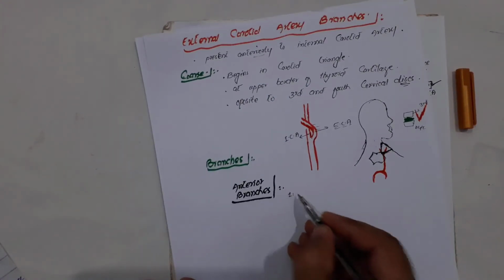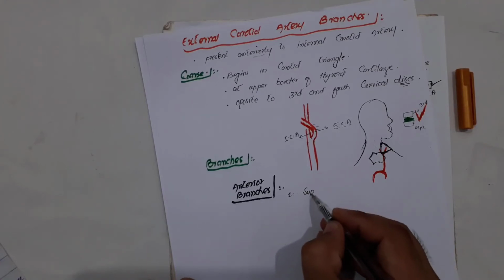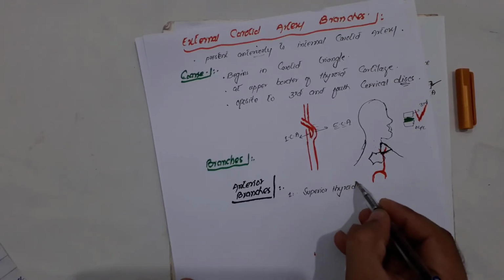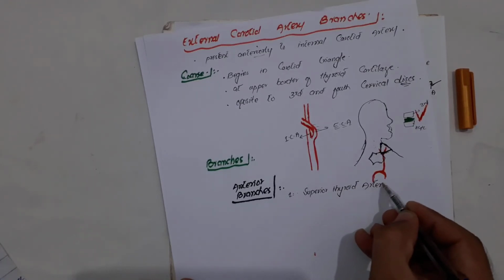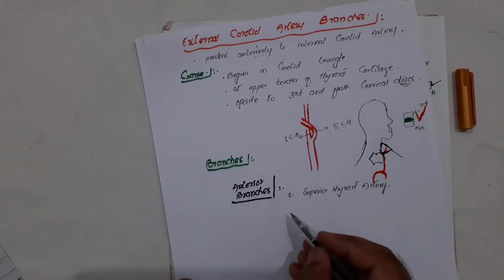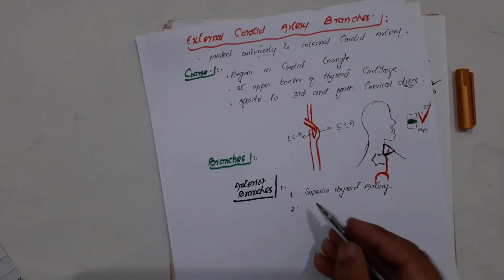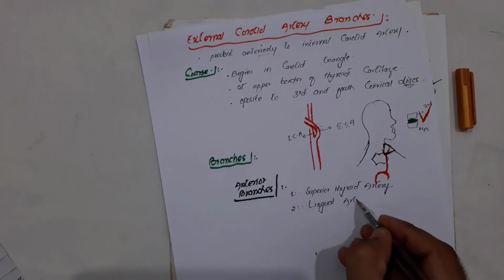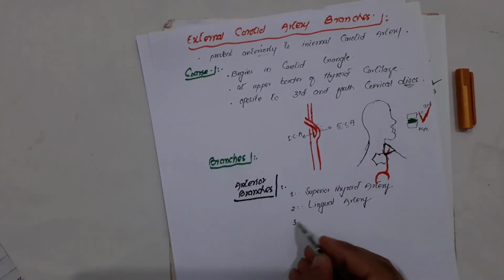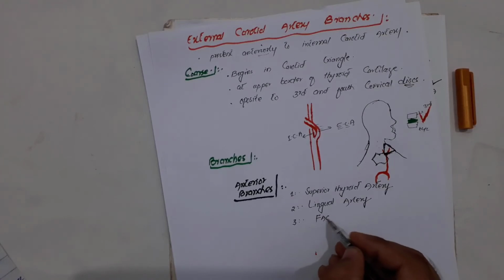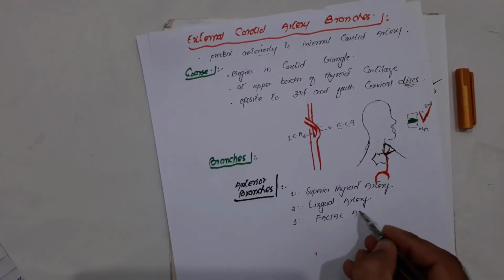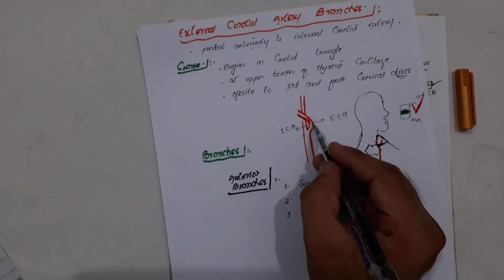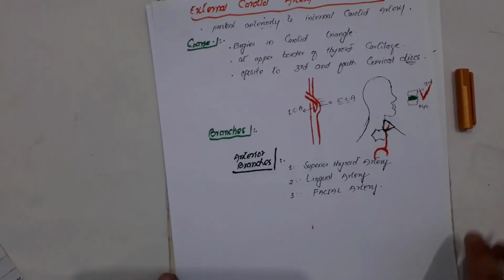The first one is the superior thyroid artery. We will discuss each artery and its course, inshallah, right? Then there is the lingual artery, and the third one is the facial artery. These three branches arise from the anterior aspects of this external carotid artery.